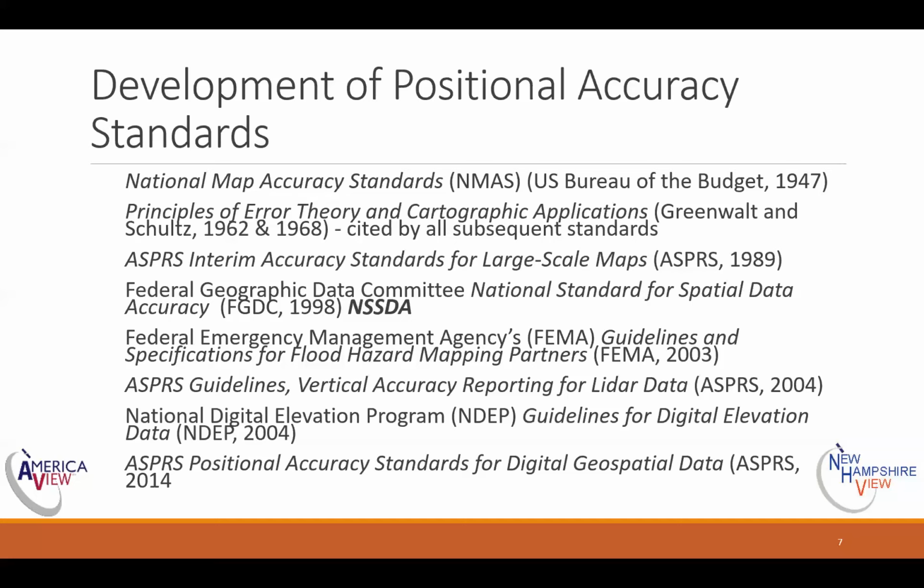Okay. And then the standard we're at right now is from ASPRS, a document that was published in 2014 on positional accuracy standards for digital geospatial data. And the neat thing about this standard is it really goes the whole distance for digital data. Historically, a lot of the work, especially the work early on, Greenwalt and Schultz's work, was all done on paper maps. And so now we've gone and made the whole transition up to digital geospatial data.